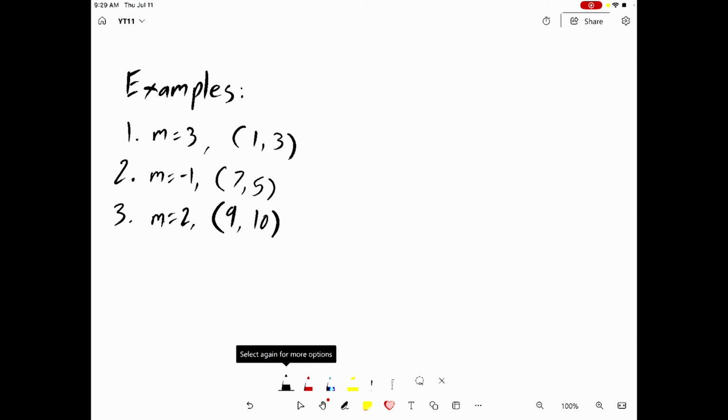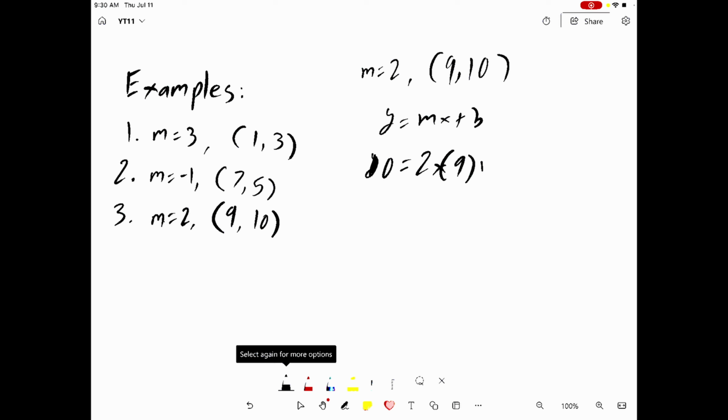For our third and final example, we have m is equal to 2 and the point (9, 10). What I'm going to do here is go a little faster because I'm sure you understand it by now. So this is how it would go. y is equal to mx plus b. y is 10. 10 is equal to 2 times 9 plus b. b is equal to negative 8.